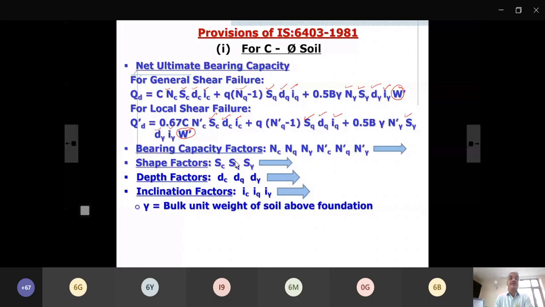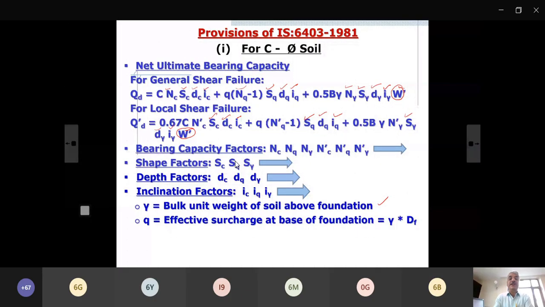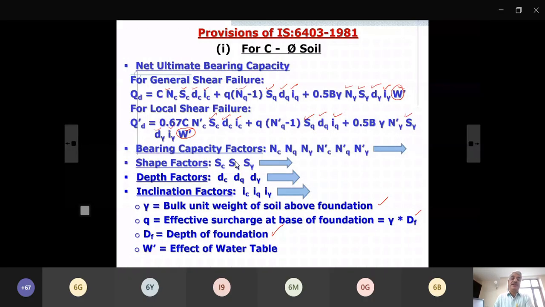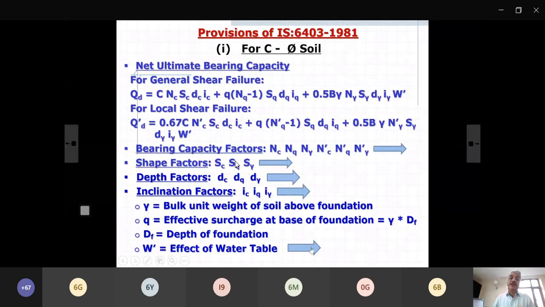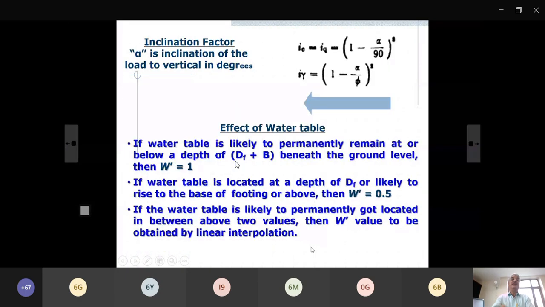What is W dash? Here gamma, as I told you, is the bulk weight of the soil above the foundation. Q is the effective surcharge at the base of footing, so gamma multiplied by Df. Df is the depth of foundation. W dash is to take into account the effect of water table. If you remember, Table 6 yesterday, we saw more or less the same sort of thing. Here, let us say this is my foundation, this is ground level.